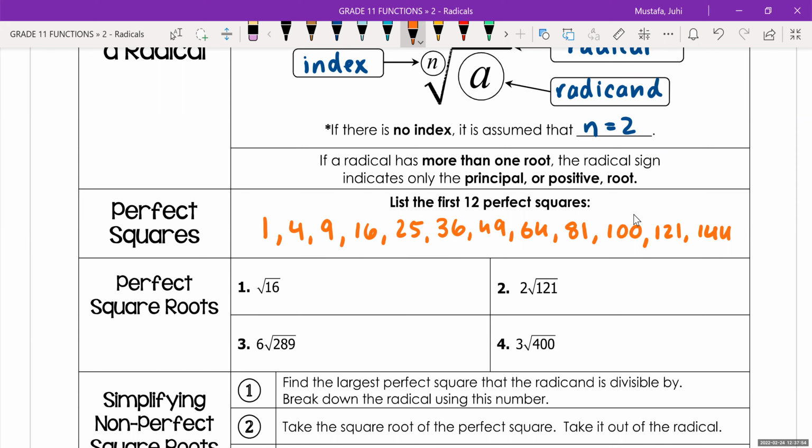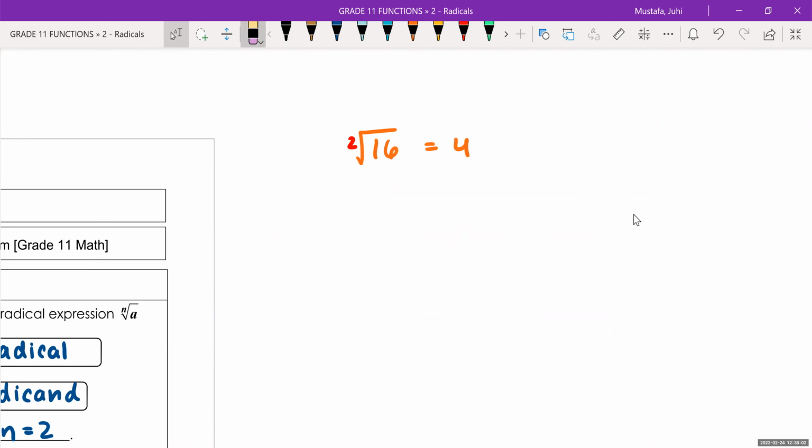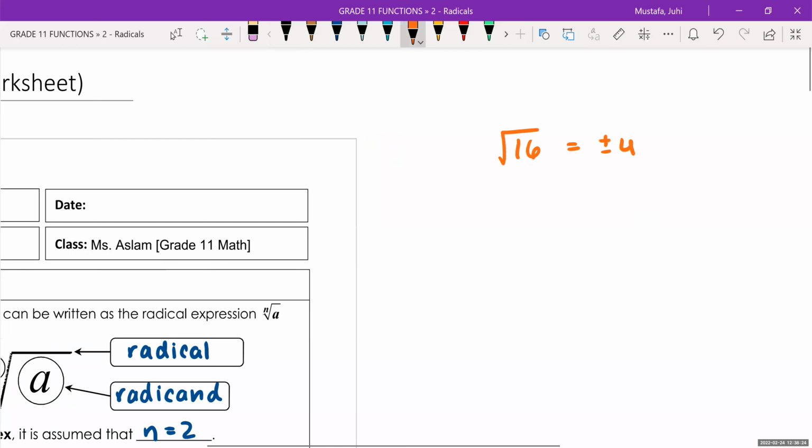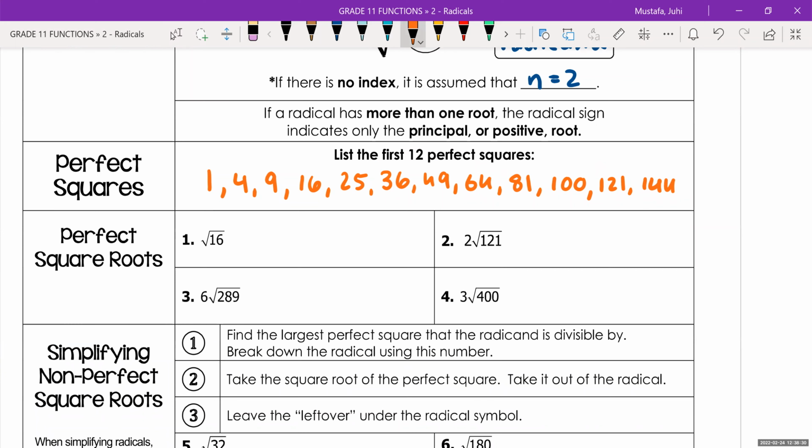Now, another thing I forgot to mention is, when we take the square root of a number, like the square root of 16, there are actually 2 answers that we can get. What are the 2 answers? Leslie? Yeah, usually we put plus or minus 4. But for all of our examples, we're just going to look at the positive number. We do know that under a square root sign, it could be positive or negative. But that's why I have that little note right there that says if a radical has more than one root, the radical sign indicates only the principal or positive root. So we're just going to look at the positive numbers.